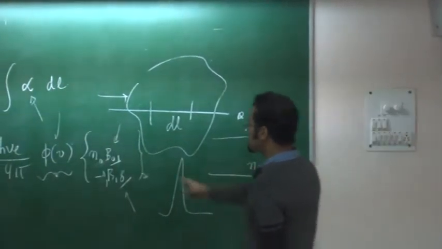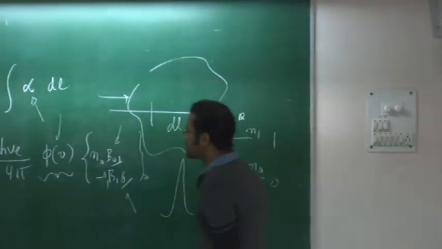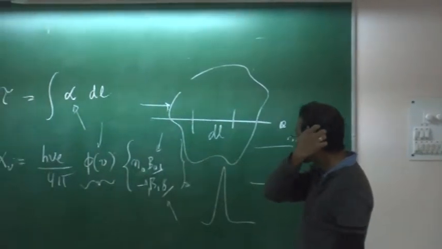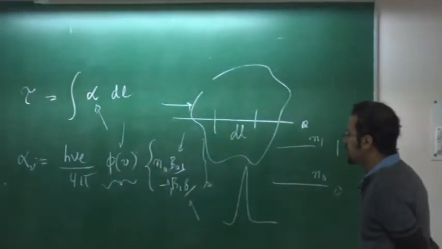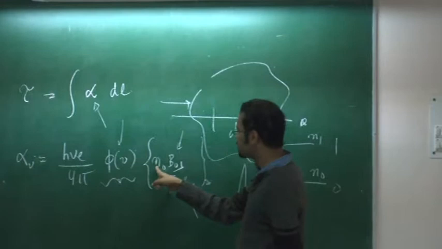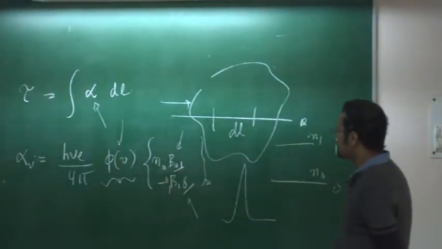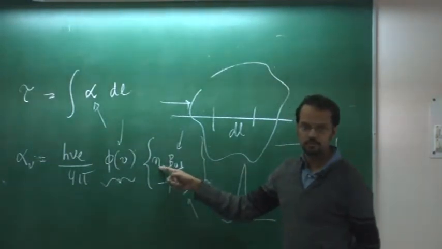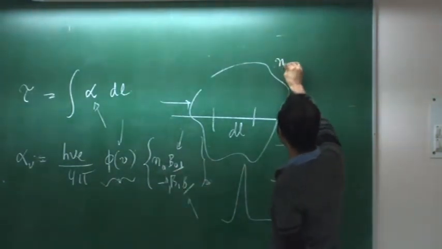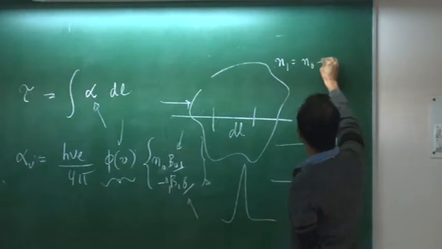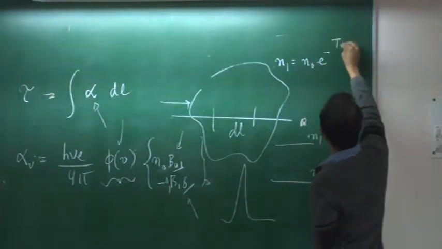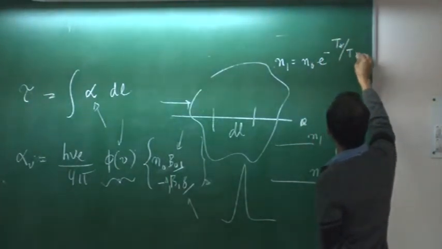Now, we have to do this integral over here to calculate tau, the optical depth. Here you have the populations of the two levels, n0 and n1. n1 is related to n0 by the spin temperature, so n1 equals n0 e to the power minus T star by Ts.